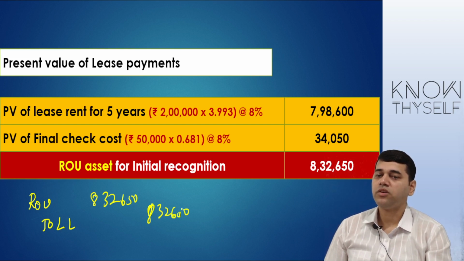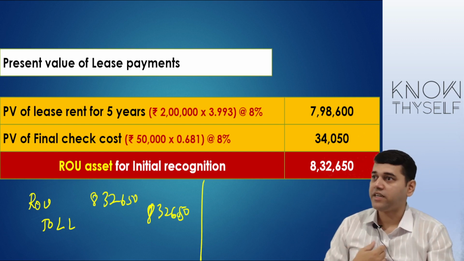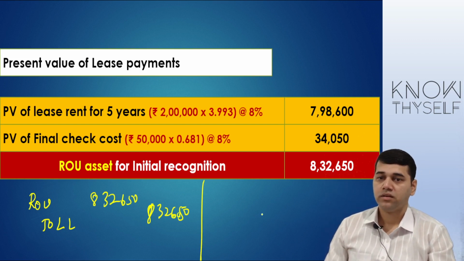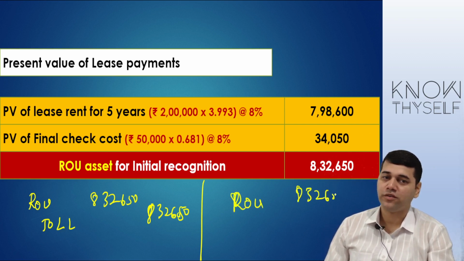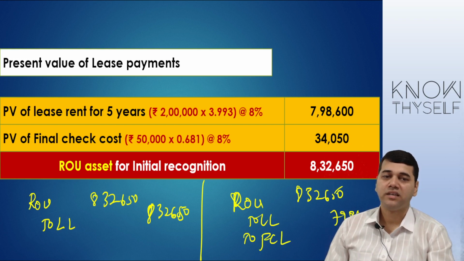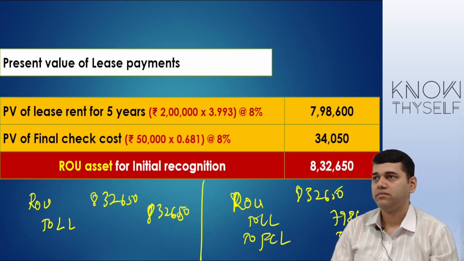Reimbursed to the lessor, because I am going to pay this 50 also, no? Suppose you say, sir, no, we are going to assume the opposite: I will get this done by a third party. Still, ROU will be 8,32,650, to lease liability 7,98,000, because this is what you have to pay to the lessor. To final check liability 34,050. Clear? So that final check liability will be a financial liability.